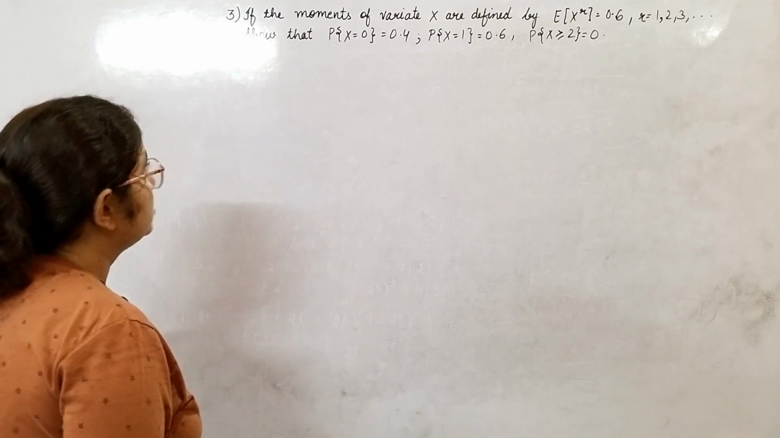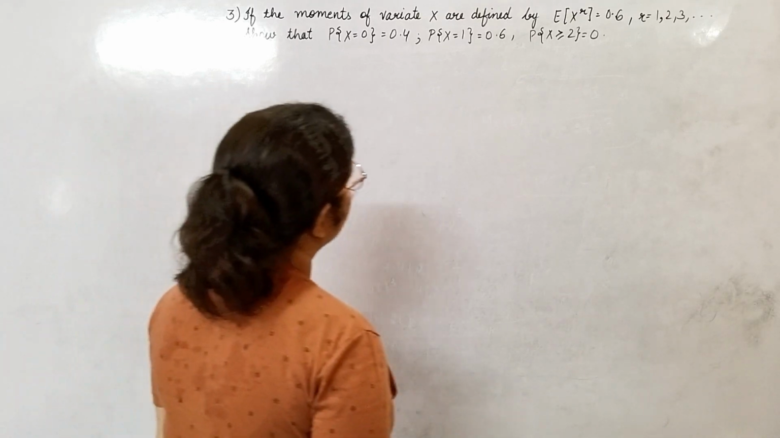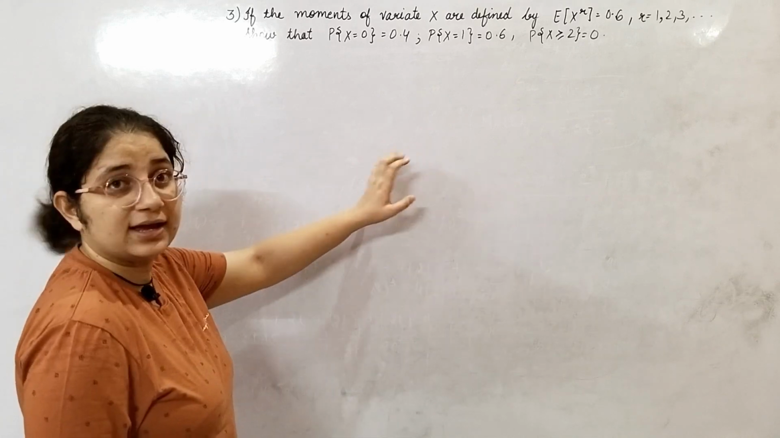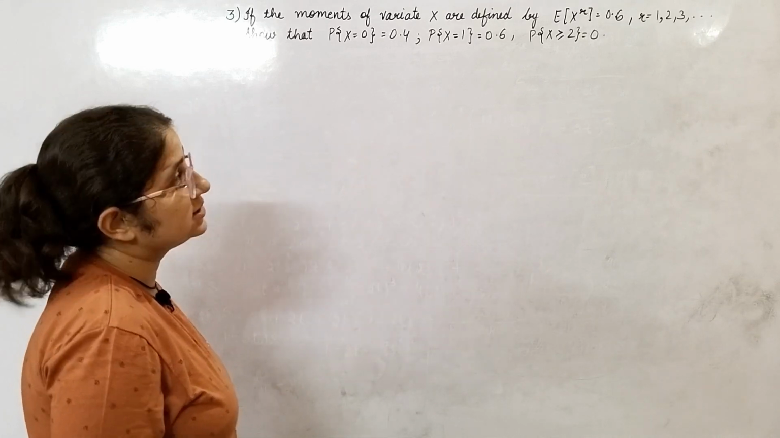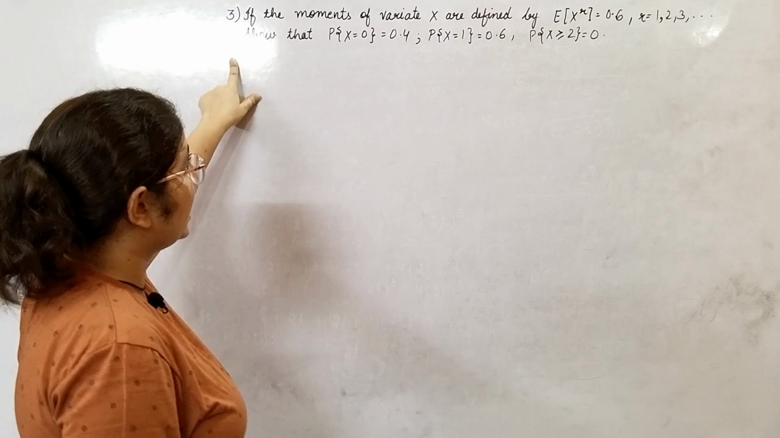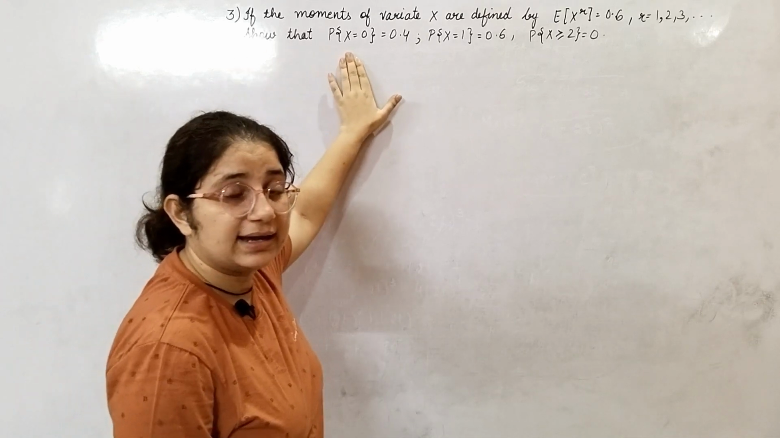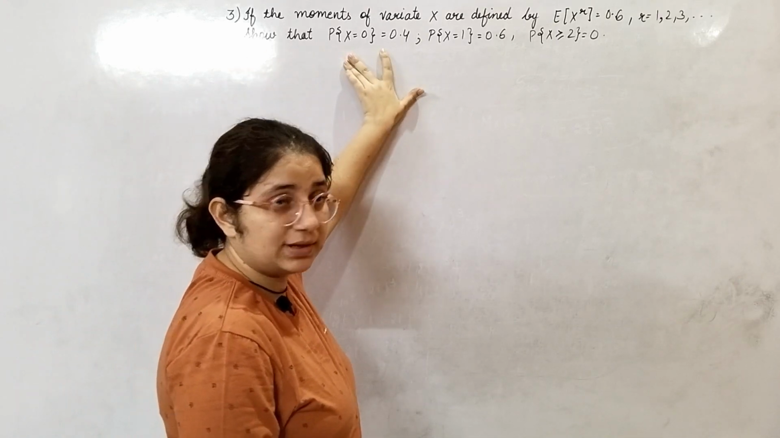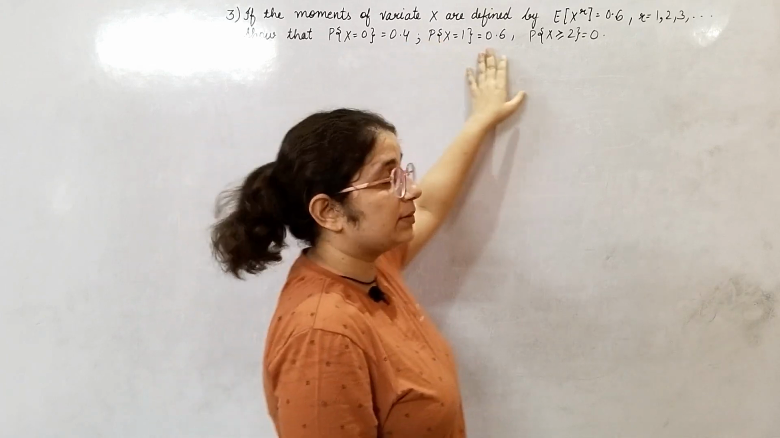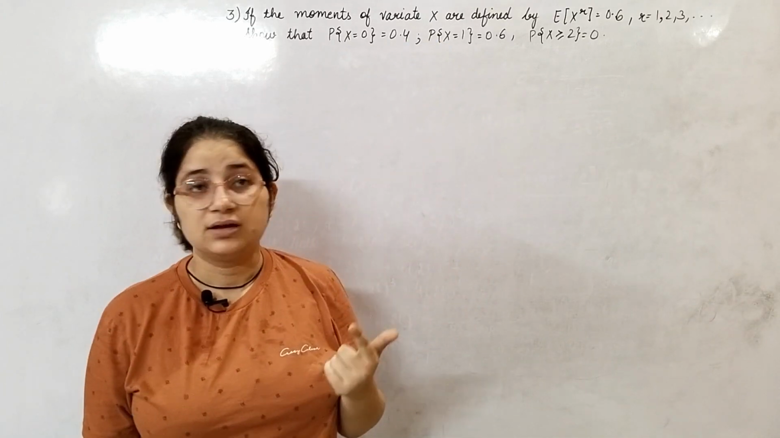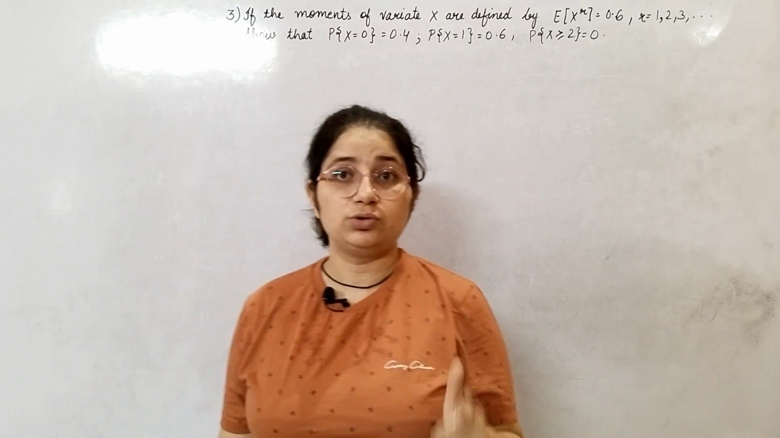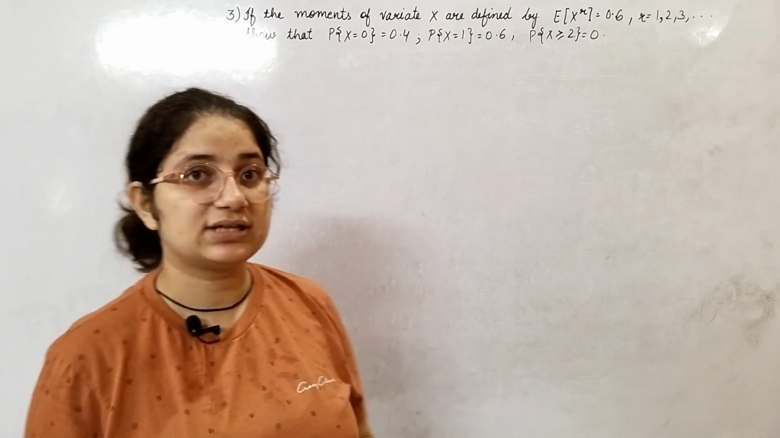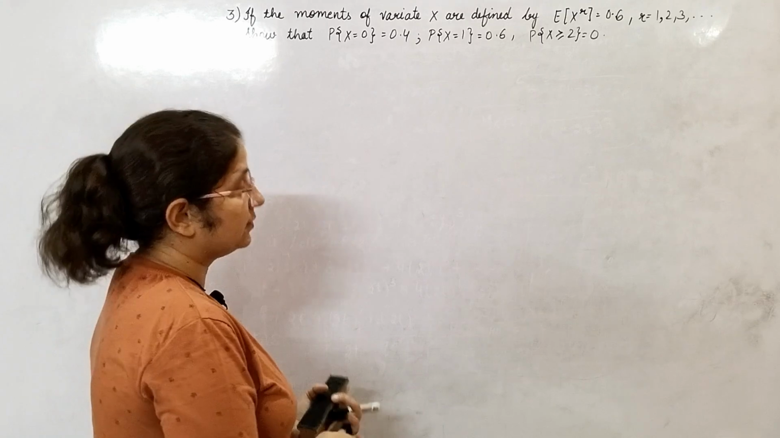Okay, what is in the third question? Find the variate x defined by this. Expectation of x to the power r is given to you, and then we have to show that if x is equal to 0, what will be the probability, x is equal to 1, what will be the probability, and for all x greater than or equal to 2 the probability is 0. This thing we have to show by the given information.